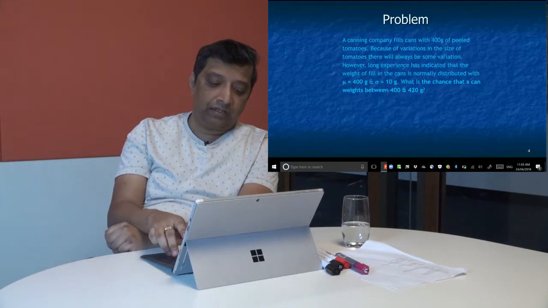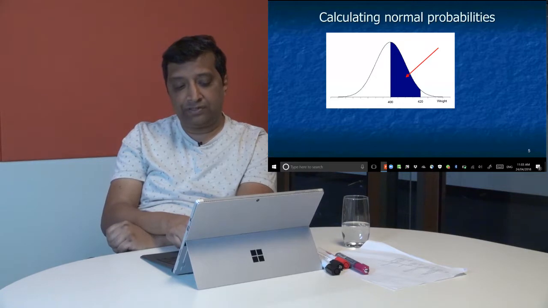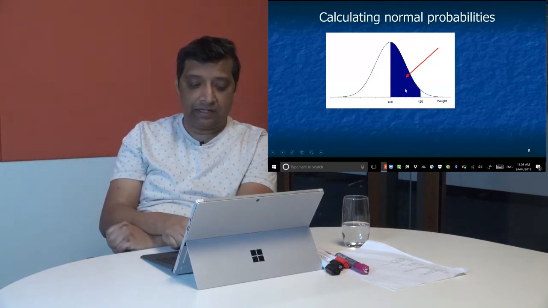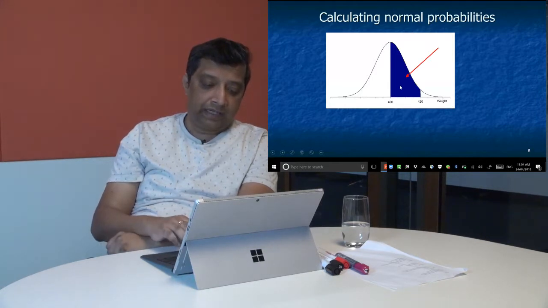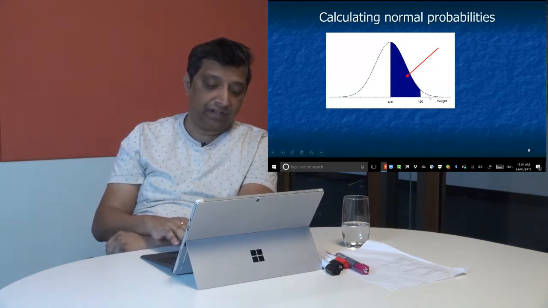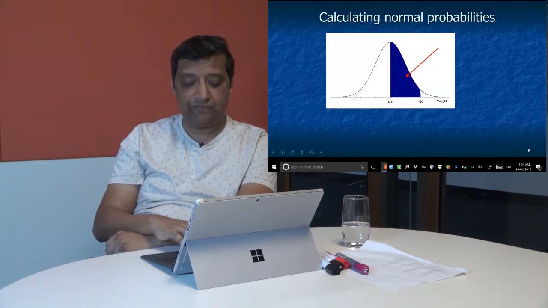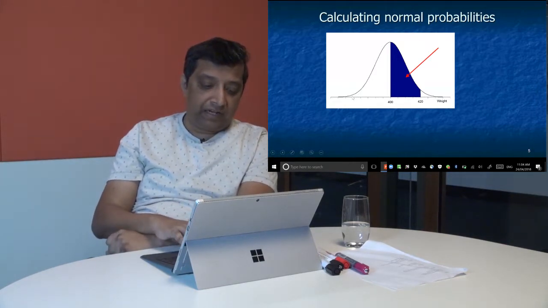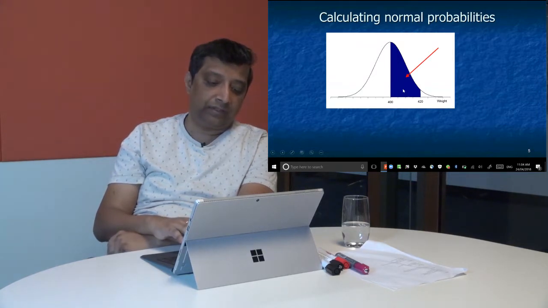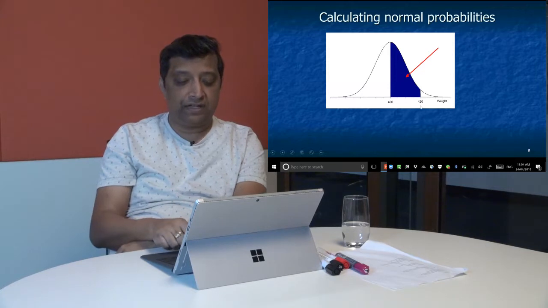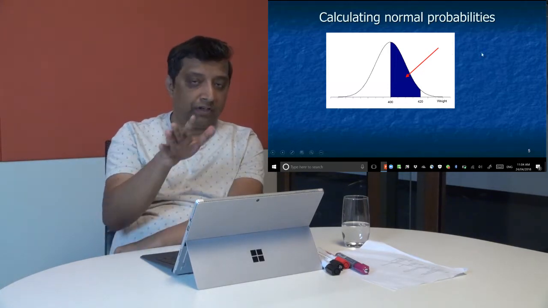Before we go there, we just want to understand the problem a little bit more in a visual sense. This is what you were asked; this is the whole area. Okay, so all the cans would lie somewhere in this distribution. But obviously you'll have less chance of getting extreme weights, and less chance of getting cans which are very underweight or overweight. What you are being asked is, what's the probability that the can would be between 400 and 420? So that is the area which is being indicated by this blue zone. Okay, so we are asked to find out what that blue zone's area is in the overall scheme of things.